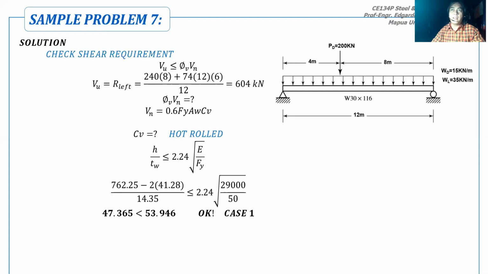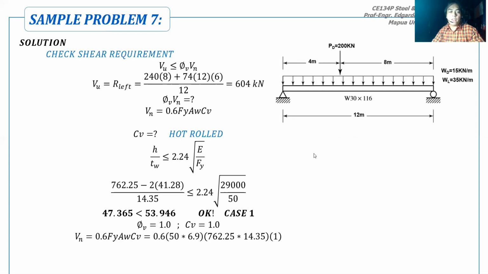So therefore, it falls under case 1 ng Cv. So ano uli ang Cv value pagka case 1? Okay, so if you could recall, the resistance factor under case 1 is 1.0. At the same time, the Cv value is also equal to 1.0.